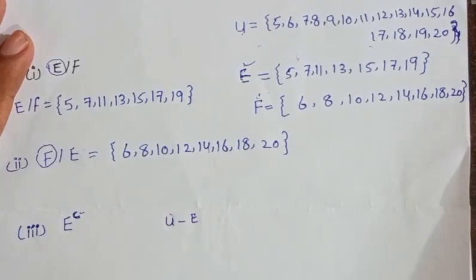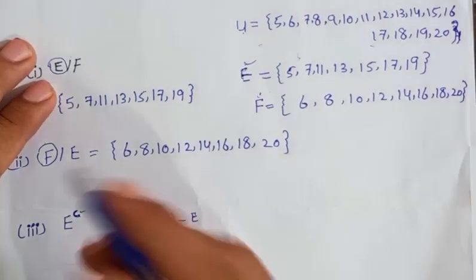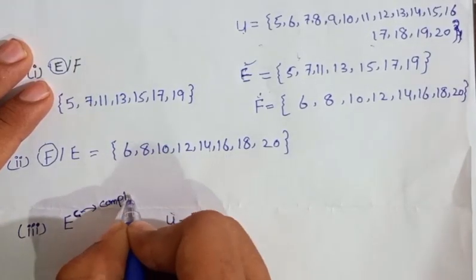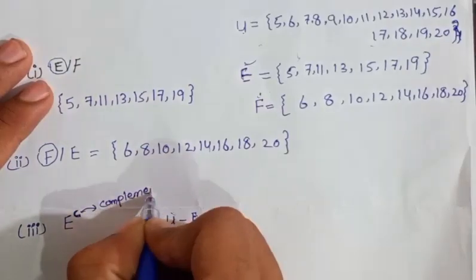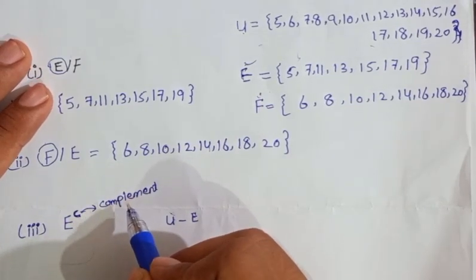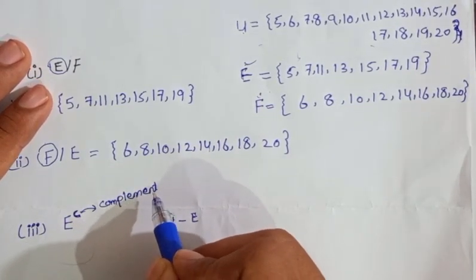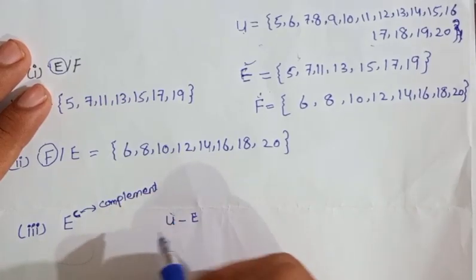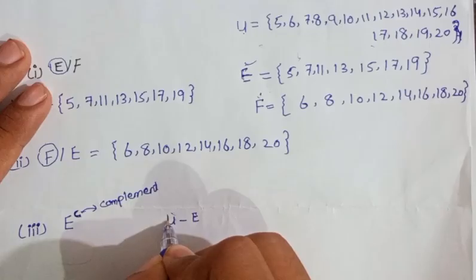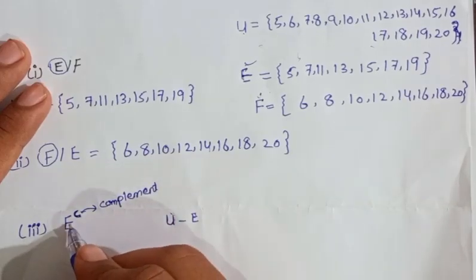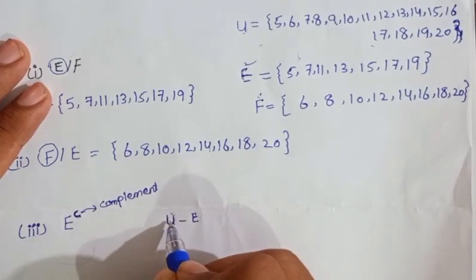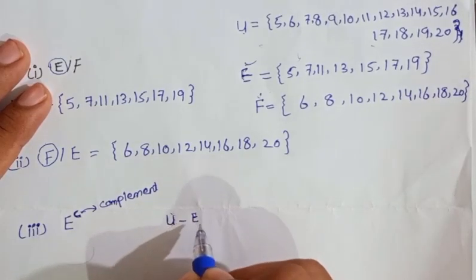This C is complement. This is another term. What is a complement? It includes the elements outside the given set within the universal set. So whenever you are supposed to find the complement, you will use the universal set. It is E complement, so you will write it U minus E.